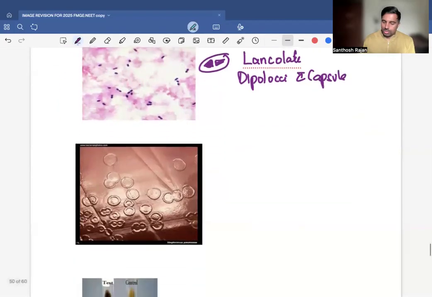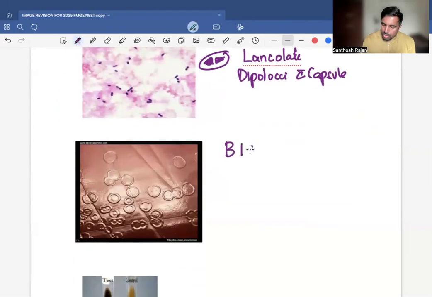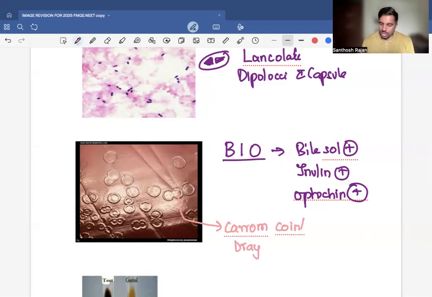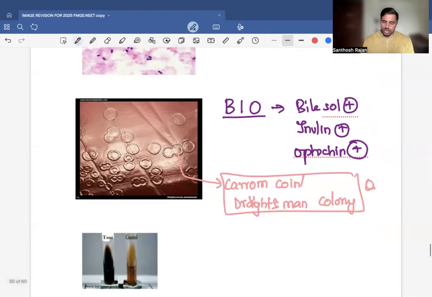So here, Streptococcus pneumoniae, I always say to remember BIO, because bile solubility positive, inulin fermentation positive, and optochin sensitivity also positive. Okay, three things positive. Anyway, picture what you're seeing, a carom coin. Carom coin, or they call it Draughtsman colony. Very frequently asked question. Carom coin or Draughtsman colony means Streptococcus pneumoniae. Important question.